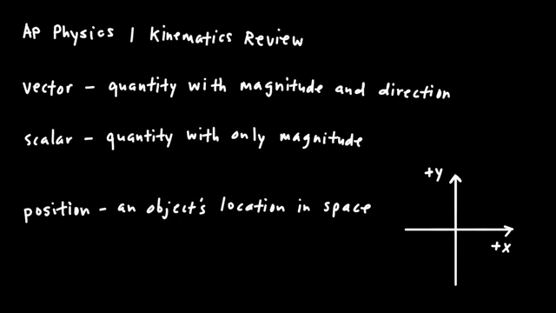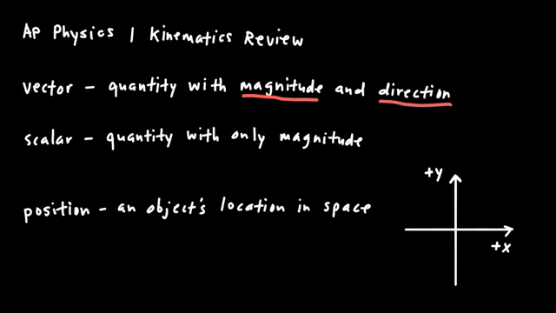This is a review of kinematics for AP Physics 1. Kinematics is the study of the motion of objects without considering the causes of that motion. A vector is a quantity that has both magnitude and direction.